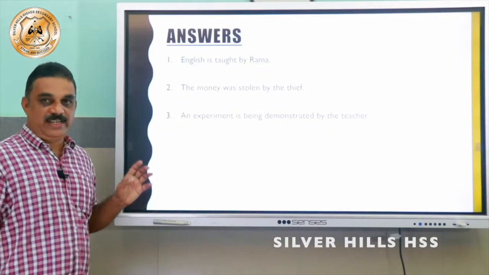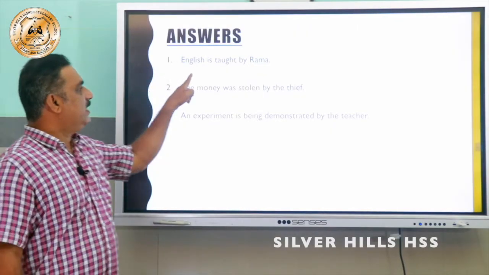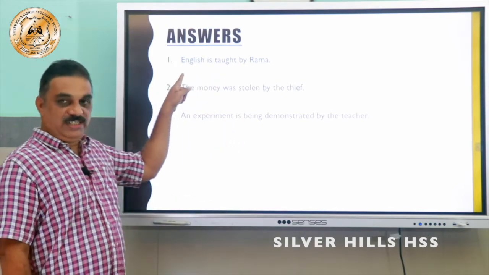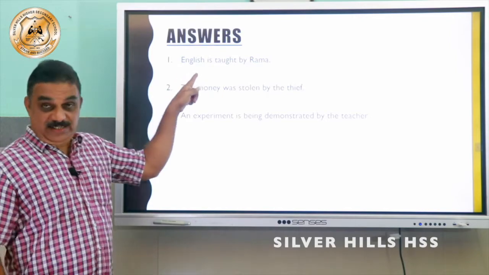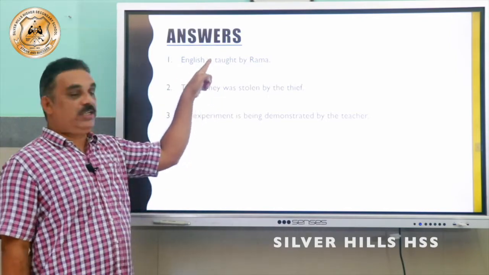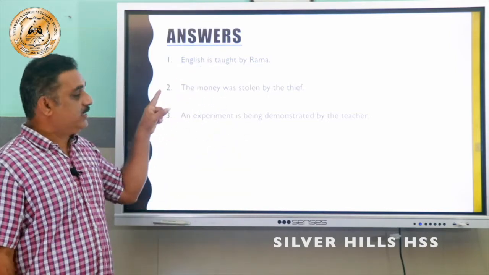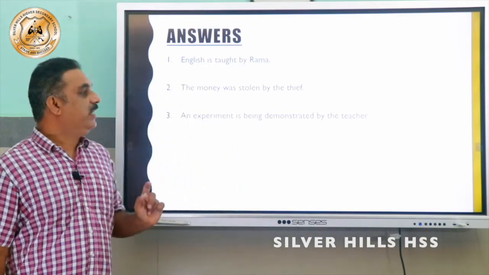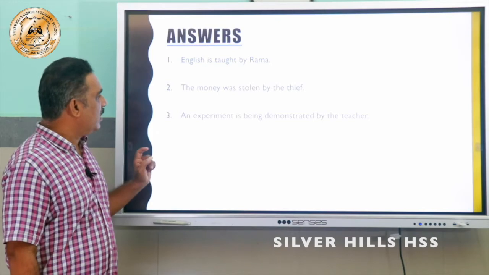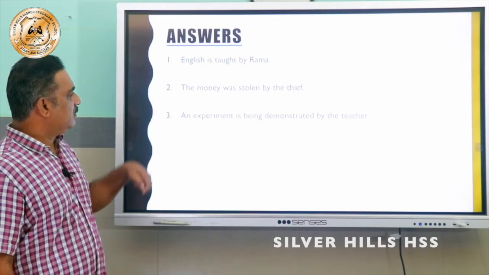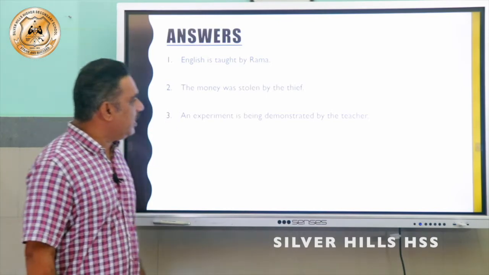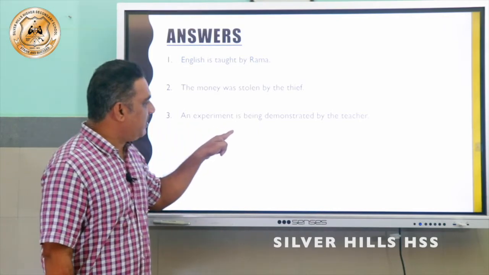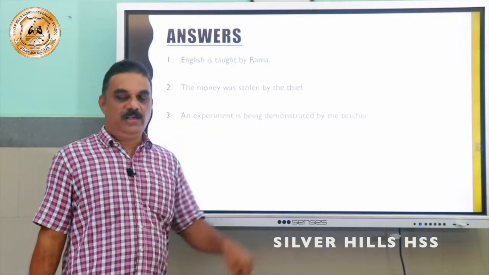So now let us try the answers. First one is English is taught by Rama. And you know, English is the object, is the auxiliary verb, taught is the V3 form, and by Rama is the by the agent. Now next one, money was stolen by the thief. Third answer is an experiment is being demonstrated by the teacher.